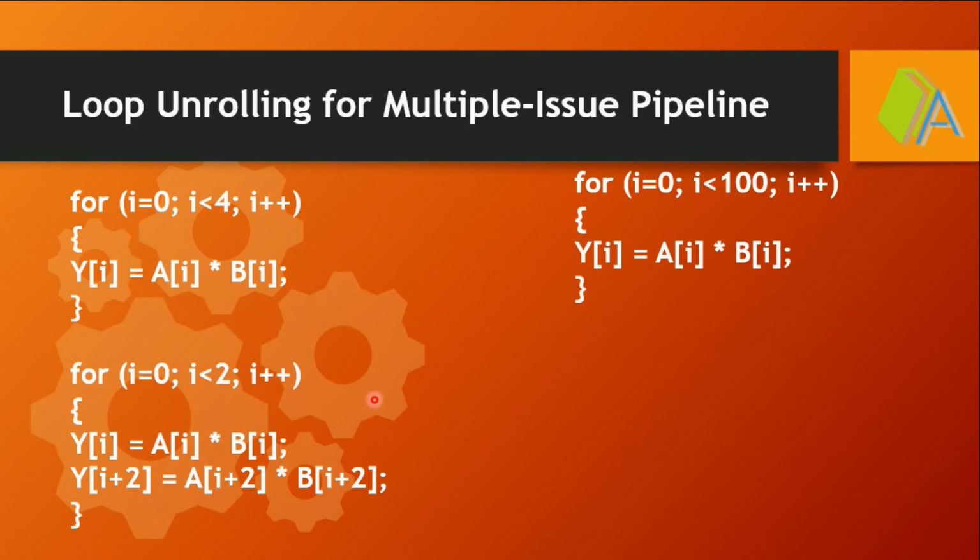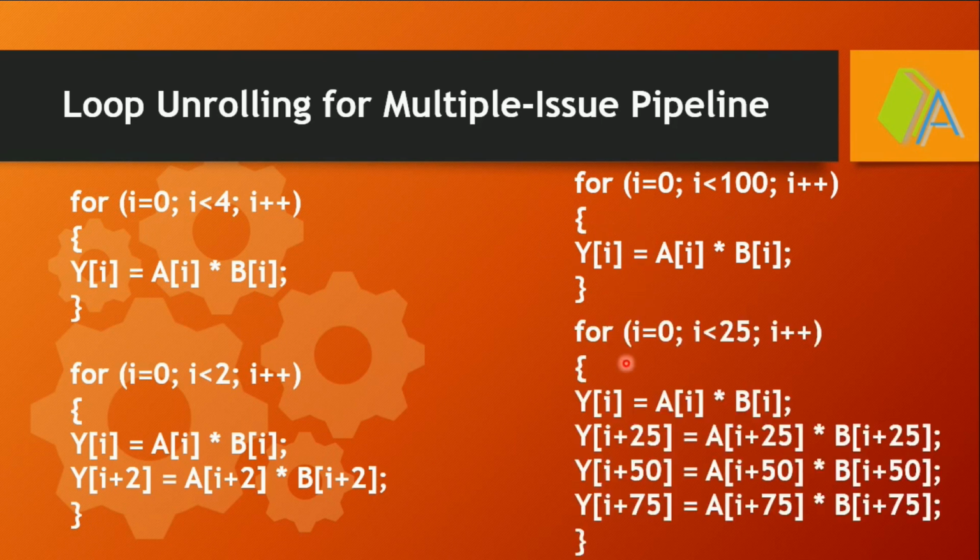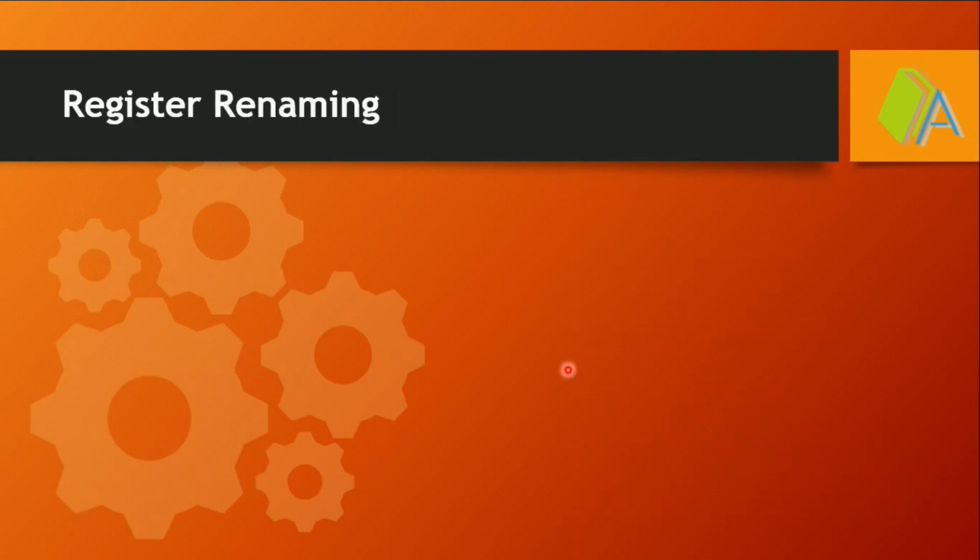Another example: here 100 clock cycles are required for calculating 100 different values of y. So this can be strength reduced like this. When i equals 0, y of 0, y of 25, y of 50 and y of 75 will be computed. When i equals 1, y of 1, y of 26, y of 51 and y of 76 will be computed. Here 75% of the strength is reduced by loop unrolling by the compiler.